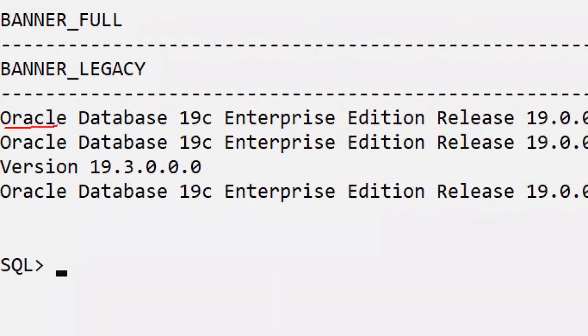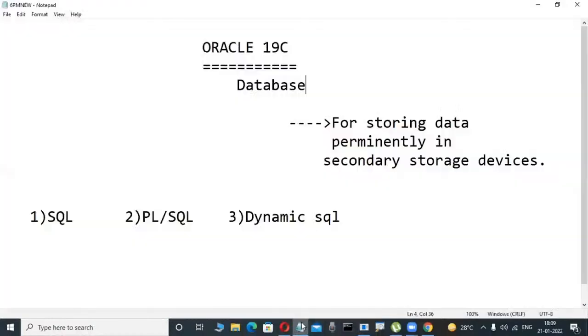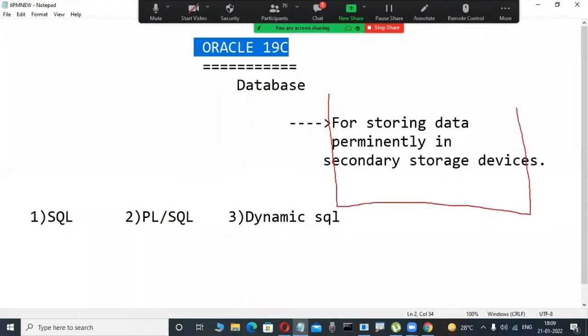Oracle is a product from Oracle Corporation. But what type of product is it? A database product. The version we are learning in our course is 19C, a version of this DB product. What is a database? Once we install the Oracle software, automatically some place is created on the disk. In this place, we permanently store data.